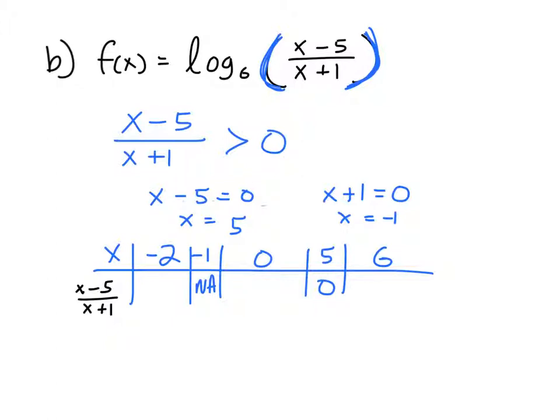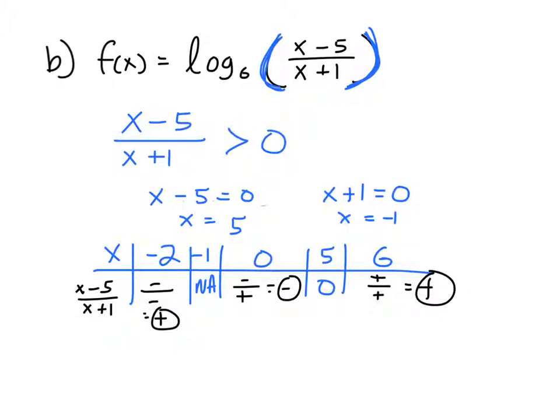So negative 2 minus 5, that's going to be a negative number. And then negative 2 plus 1 is also a negative number. So this is going to be a positive number, right? And then 0 minus 5 is negative, and then positive. So this one is going to be a negative number. And then lastly, if we plug in 6, we would get a positive number divided by a positive number, which is positive.